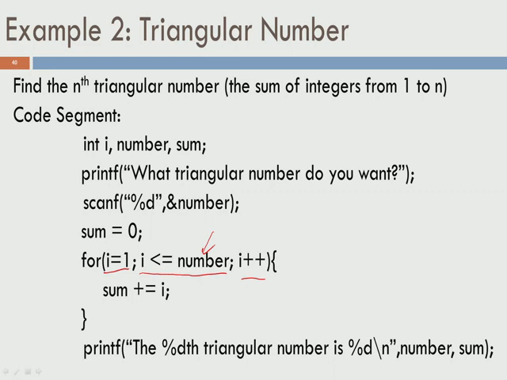The way this works is, you check if i, which is equal to 1, is less than or equal to the number or not. Let us say the number that the user inputs is 5. 1 is less than or equal to 5, so you add 1 to sum, then i gets incremented to 2, 2 is less than or equal to 5, then 2 is added to sum, and so on. So you will add the numbers 1, 2, 3, 4 and 5 and the result would be 15. So the fifth triangular number is 15. That would be the printout of this program.